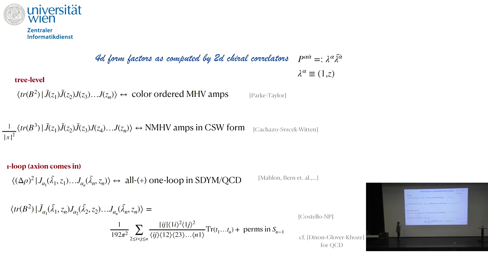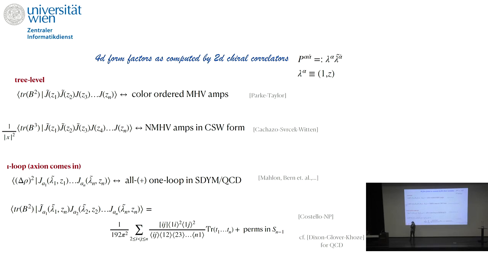We also computed a few things at one loop, where of course our axion field really comes into play in an important way. At one loop, with a single insertion of trace b squared at the origin, there's now a non-vanishing answer for one negative helicity state and arbitrarily many positive helicity states, and we computed it, and we get this extremely simple and compact form of the answer.